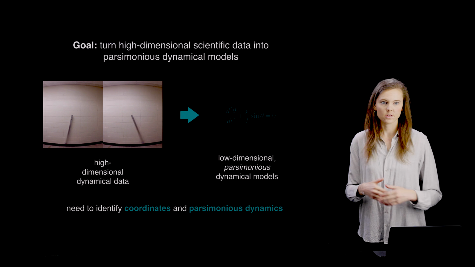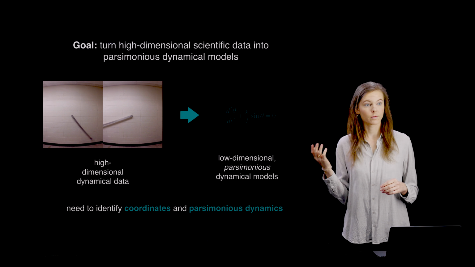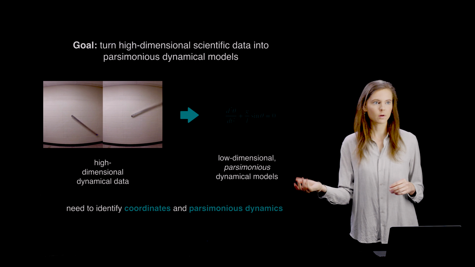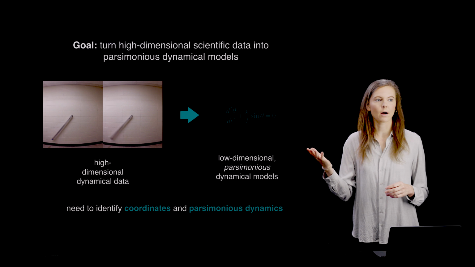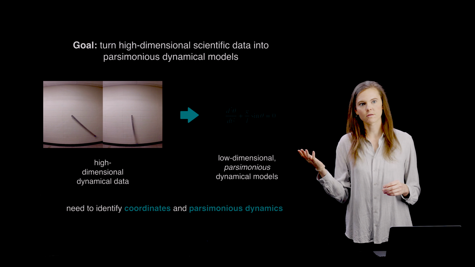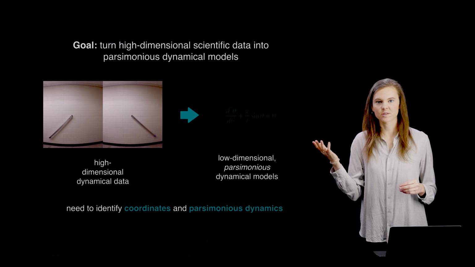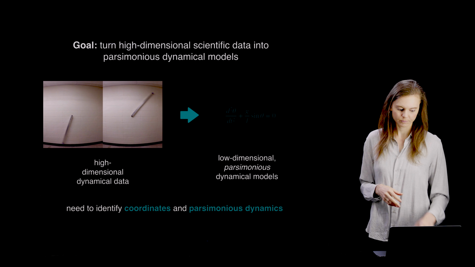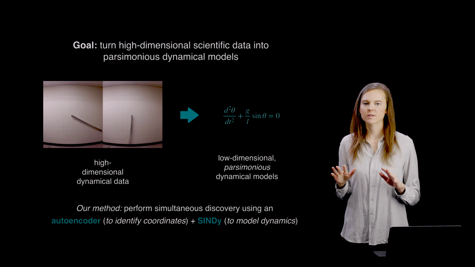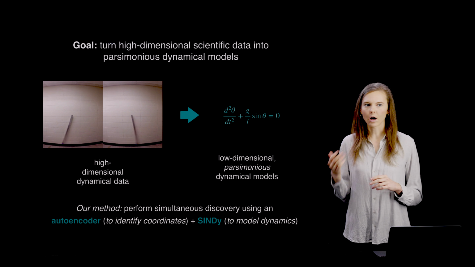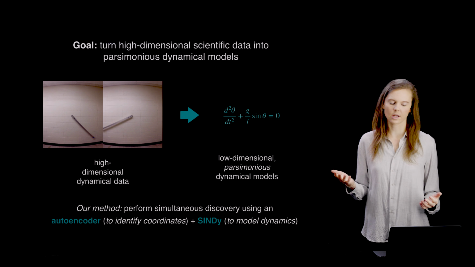So in order to do this, we need to be able to identify both the coordinates in which the dynamics become simple, and then we also need to be able to identify the dynamics. So we need to be able to pull out that the angular position of the pendulum is the right variable in which to represent the dynamics simply. So the method I'm going to talk about today performs a simultaneous discovery using an autoencoder to identify the coordinates and SINDy to model the dynamics.